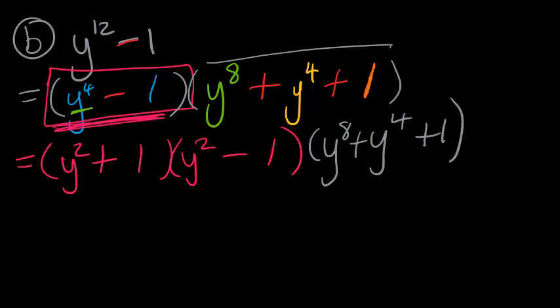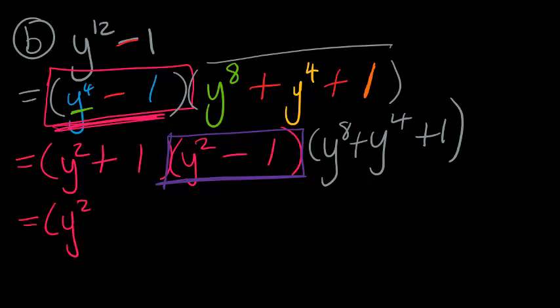Are we done? Good question. I don't know. Have a look. y squared plus 1, we cannot do anything there, but y squared minus 1 is again a difference of squares. So what are we going to do? I'm going to bring the pink one down. I'm not touching it: y squared plus 1.